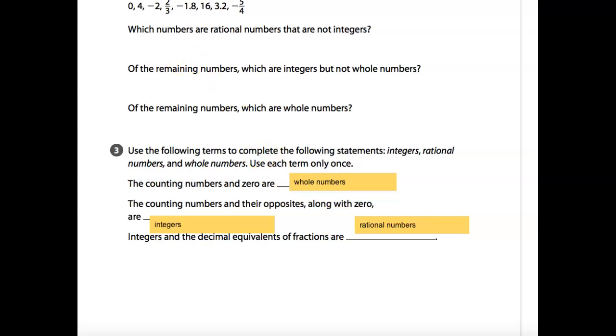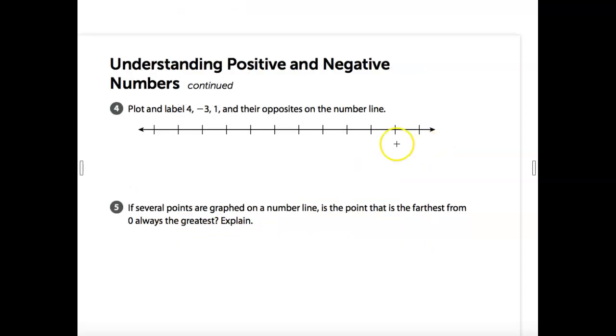All right, let's continue to the next page, page 19. On here it says plot and label 4, -3, 1, and their opposites on the number line. All right, well, first we have to find 0. So 1, 2, 3, 4, 5, 6, 7, 8, 9, 10, 11, 12. So we're going to go here. 2, 3, 4, 5. 1, 2, 3, 4, 5. Whoops, here.